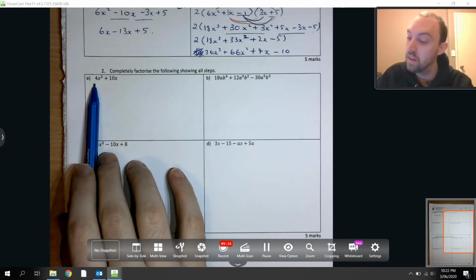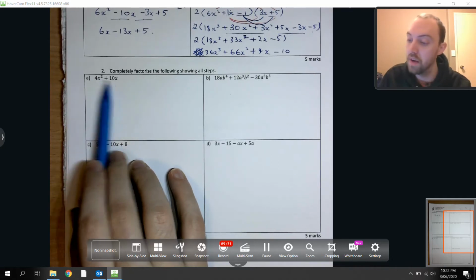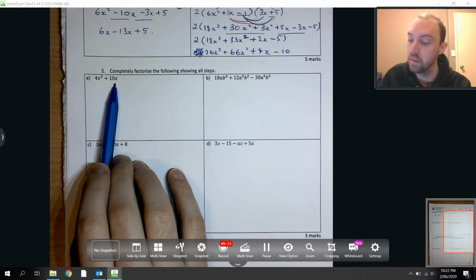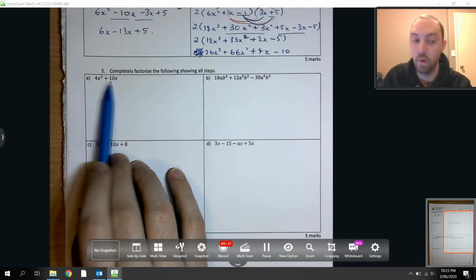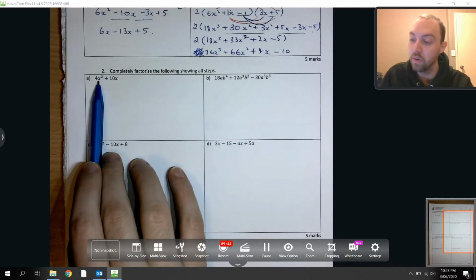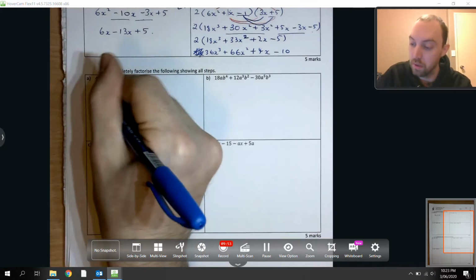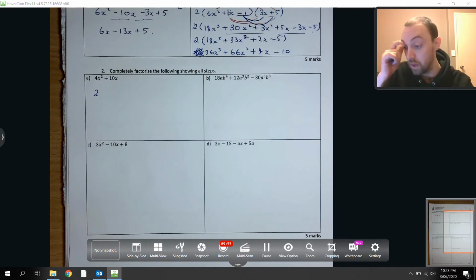Anyways, so any common numbers or common factors to 4x squared and plus 10. When I'm looking for factors, I'm looking for numbers that can divide both of these numbers without any kind of remainder. Okay. So let's look at the 4 and 10 first. 4 and 10, they can both be divided by 2. 2 is the largest number we can do. So I'm going to bring 2 out the front.